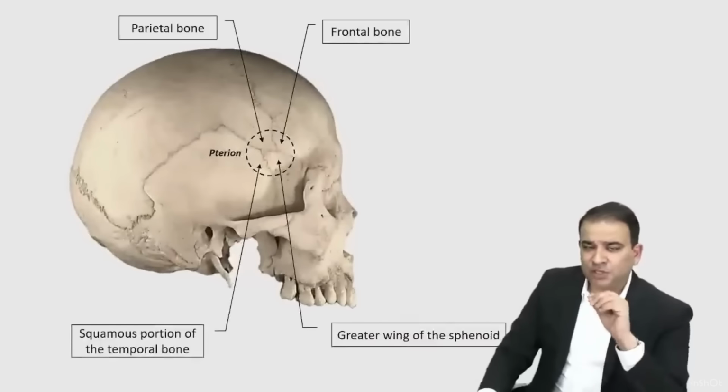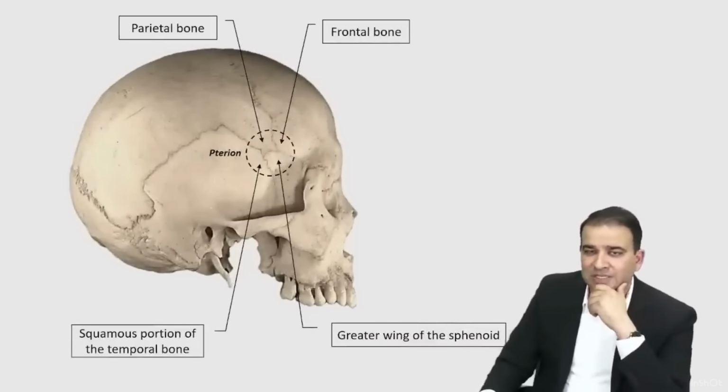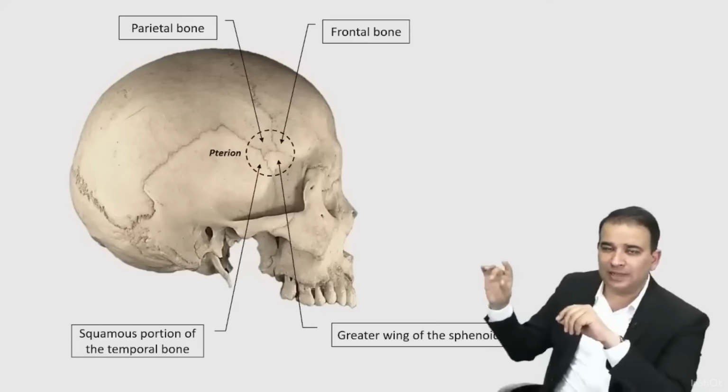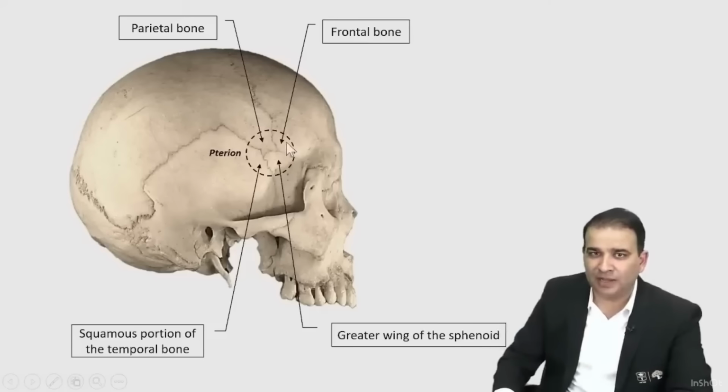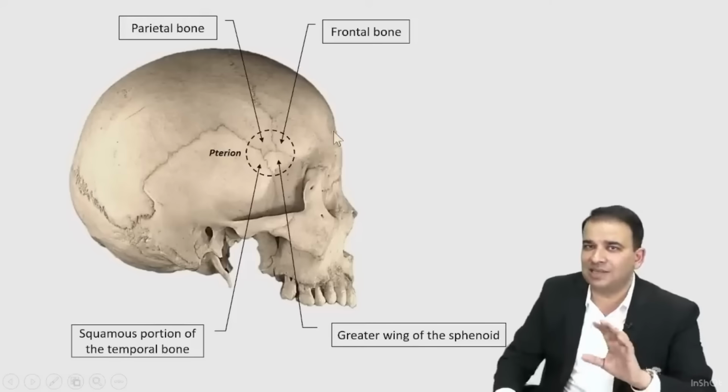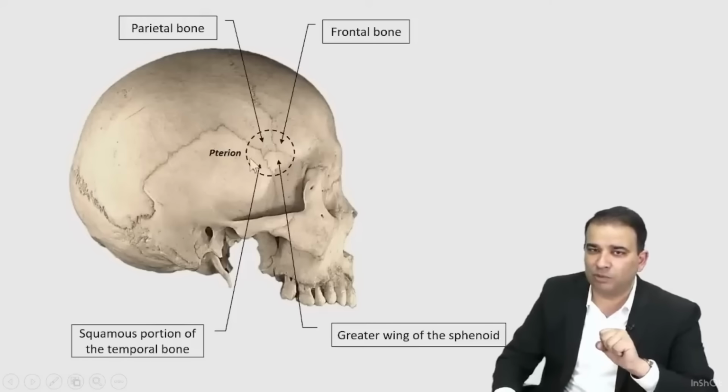Okay, now another question which is also asked more than once here is about the Pterion, guys, the meeting point of four bones. First of all, look at that H-shaped suture that you're looking at here. What four bones are meeting in the Pterion here? Frontal bone, parietal bone, everyone remembers. The frontal bone is contributing, the parietal bone is contributing to it. Now you should know precisely which two other bones are contributing to it.